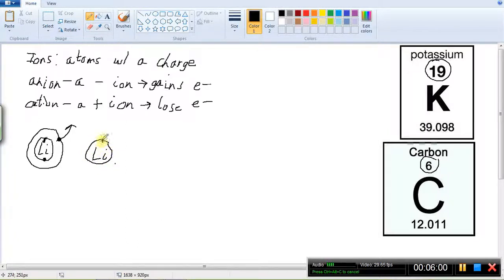It would be like this. So then its outer shell would just have these 2 electrons. And then that would be lithium. It lost an electron. So now there's 3 protons in the nucleus still, and only 2 electrons outside. So it would be plus, right? There's 1 more positive charge than negative charge.